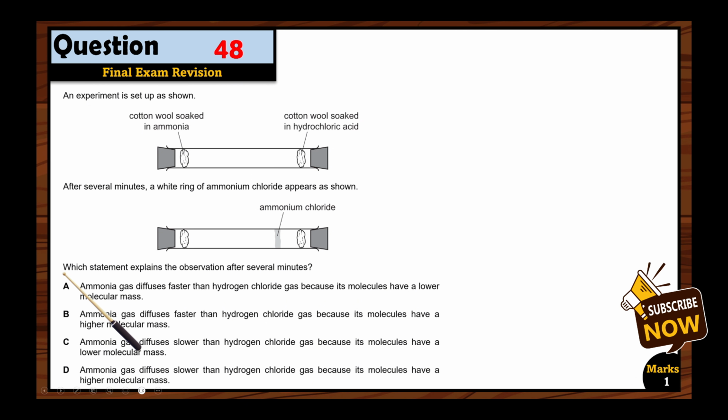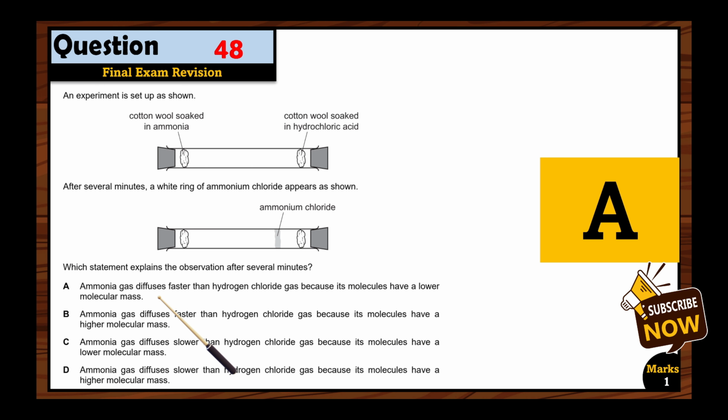So now let's see here. Ammonia gas diffuses faster. Yes, that's right. Ammonia gas diffuses faster. That is also right. So option A and B are right. Option C and D are wrong, because you say ammonia gas diffuses slower, right? So these two options are wrong. So now let's see A and B, which option is the best. Ammonia gas diffuses faster than HCl because its molecules have a lower molecular mass. Yes, that's right. It is diffusing faster as it has a lower molecular mass. That's why option A is correct.